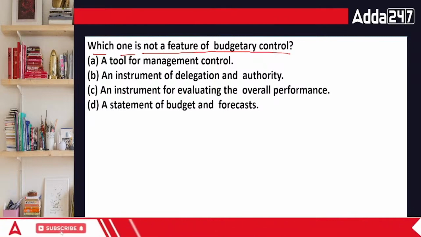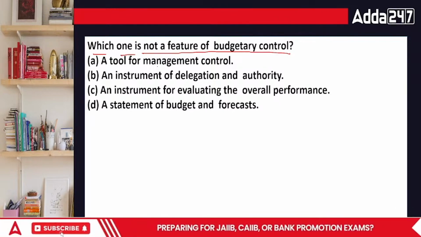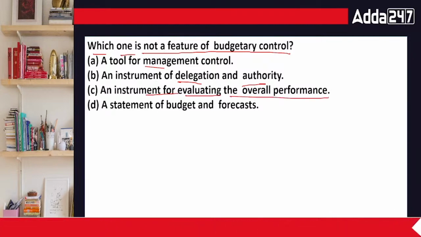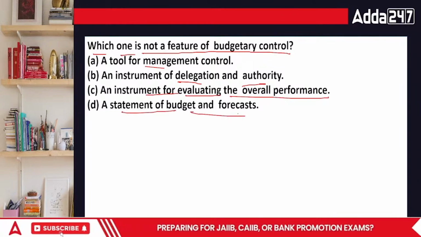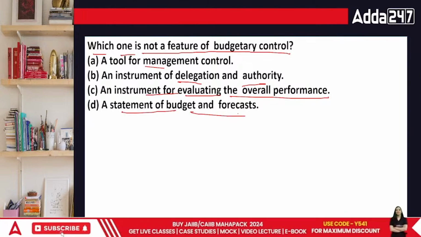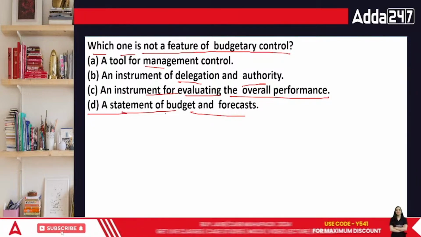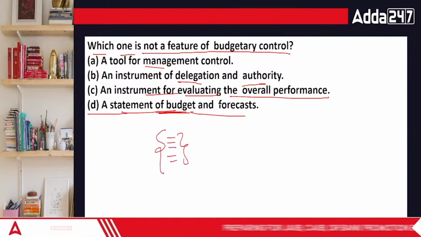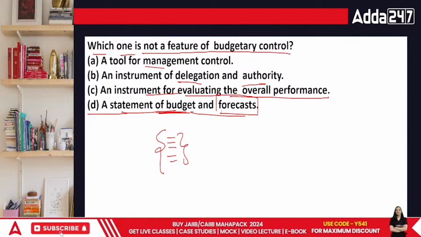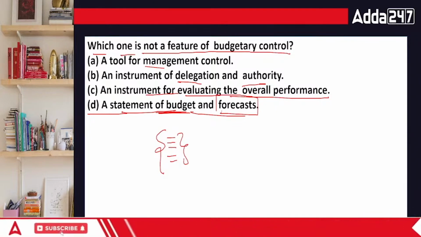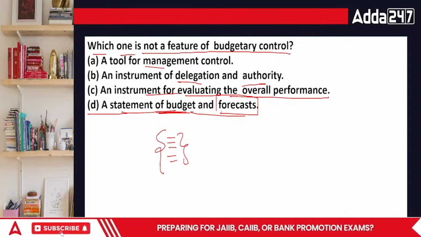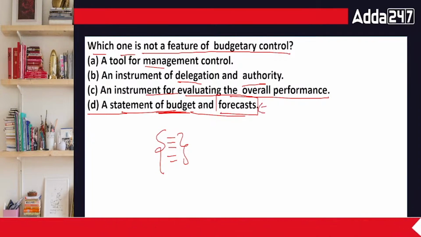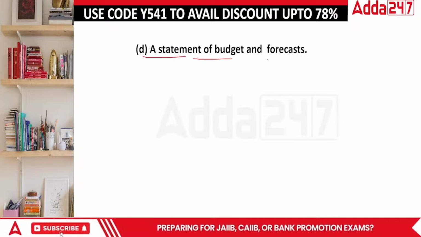So budgetary control is basically a tool for management control, an instrument for delegation and authority, an instrument for evaluating the overall performance, or a statement of budget and forecasts. The correct answer is D, everyone. It's a statement of budget. Matlab, you are preparing how much expenses and incomes you will be incurring in the upcoming future, and forecast. Forecast matlab anticipating the future expenses. We're trying to find the forecast of it, right? It's a statement of budget and forecast.